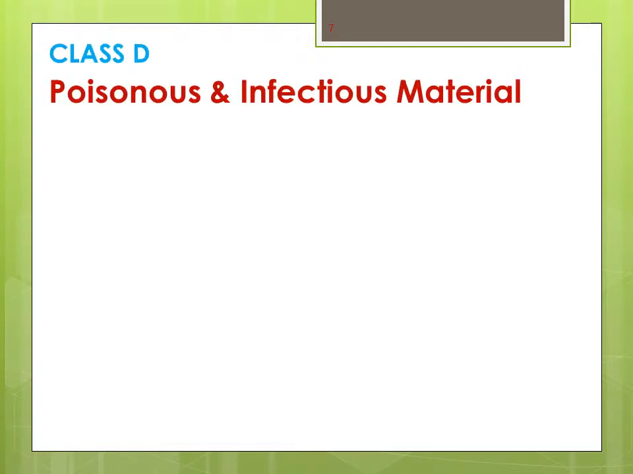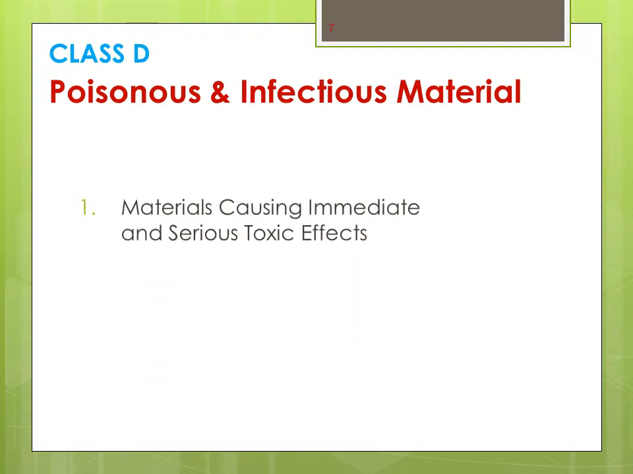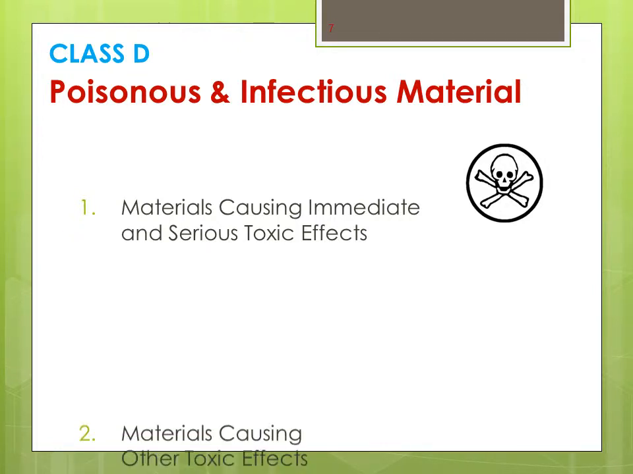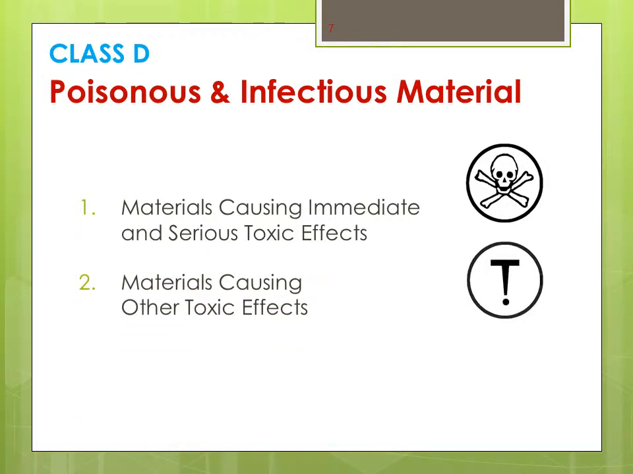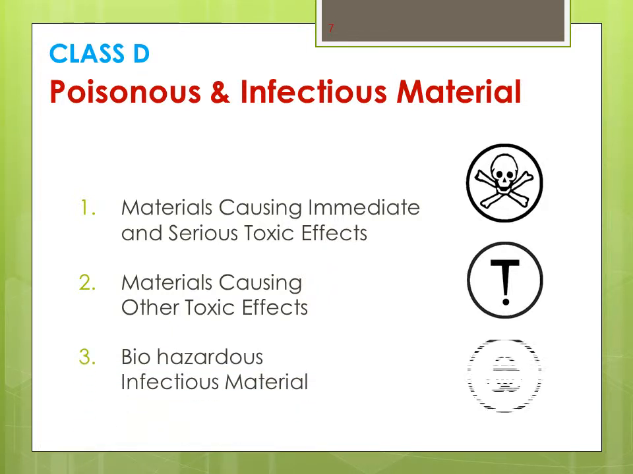Class D, poisonous and infectious material. This is the only class that is subdivided into divisions, each having their own hazard symbol. The subdivisions of Class D are materials causing immediate and serious toxic effects, materials causing other toxic effects, and biohazardous infectious material.